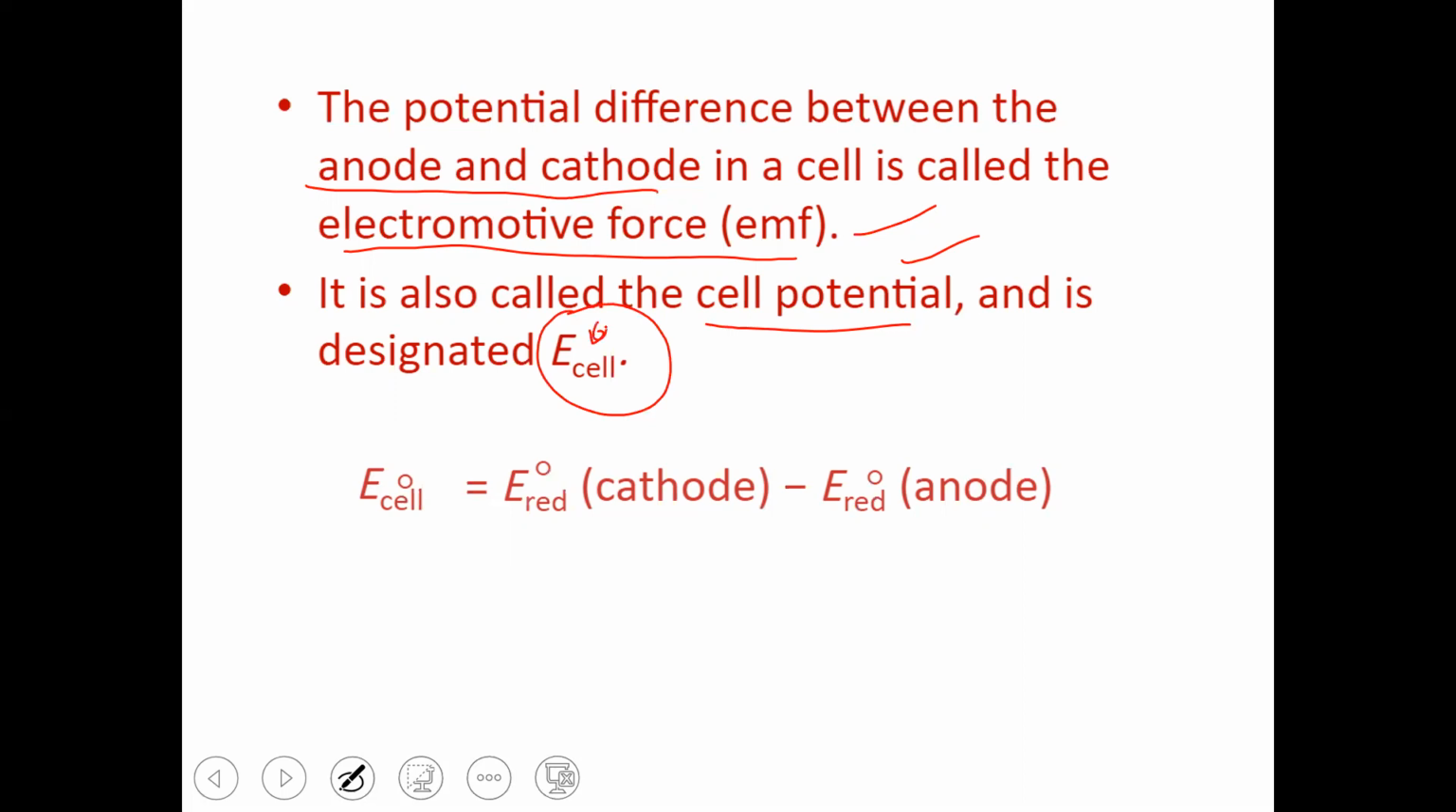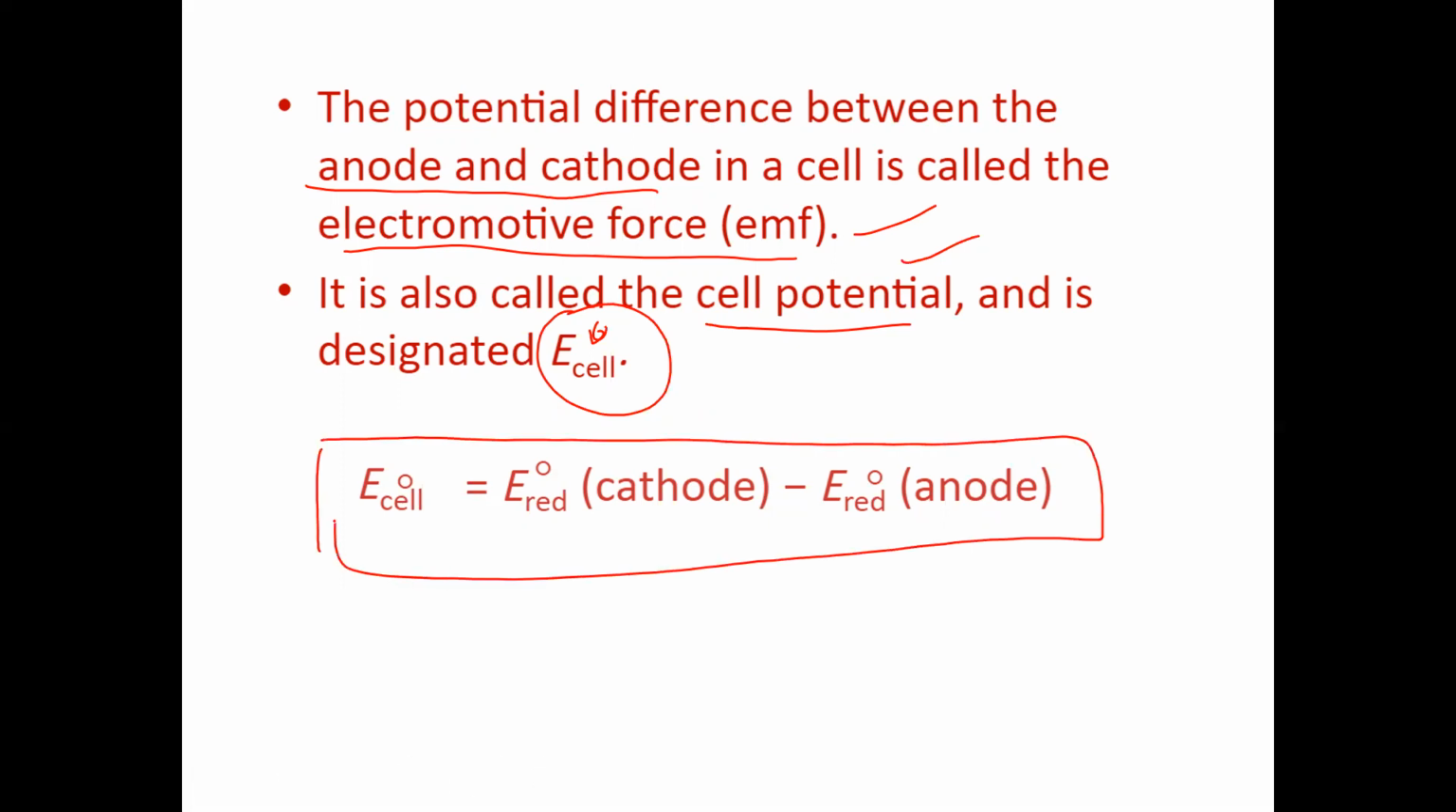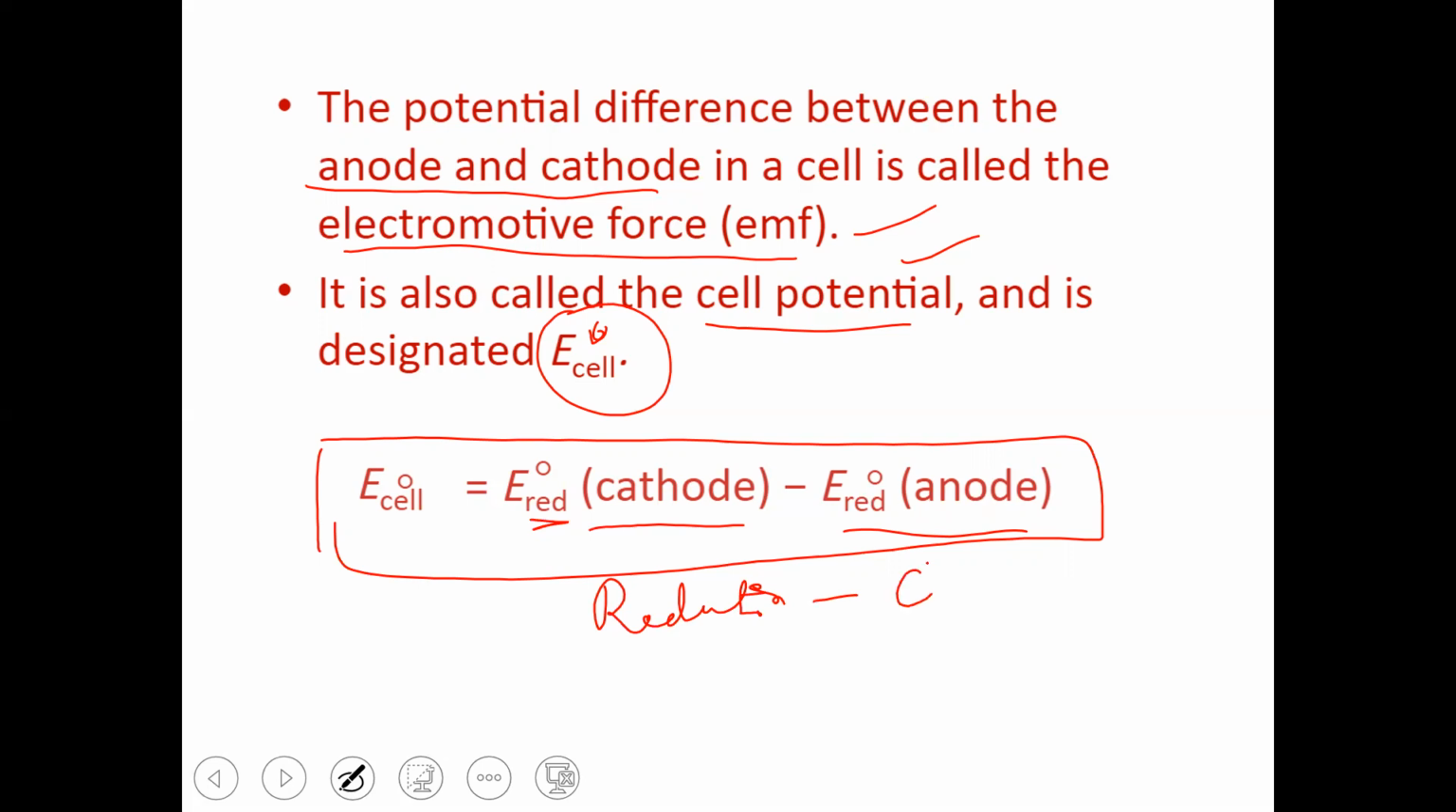Then how can you write the mathematical expression for this EMF? Here is the expression for the EMF. E naught cell is equal to E naught reduction, the reduction potential, E naught cathode minus E naught anode. Or you can write it in terms of the reactions that take place. At the cathode, it is reduction. So it is reduction minus oxidation.